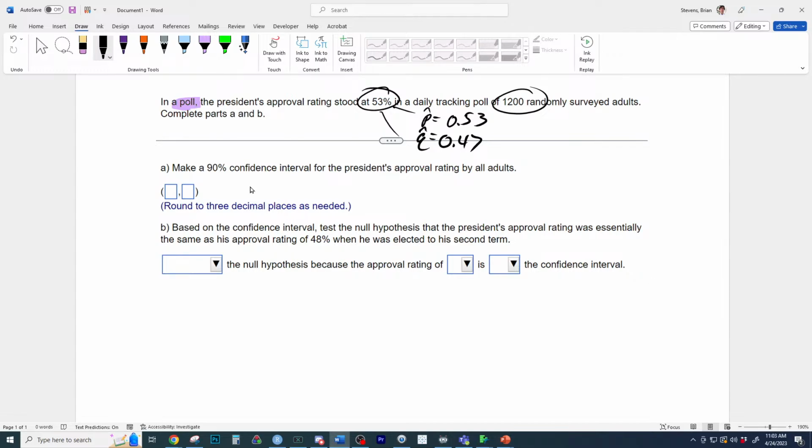P-hat and q-hat are complements of each other. This is a question of, do you approve of someone? So it's a yes, no question. So it's categorical data, random, 10%, and success failure conditions apply. Z-score is going to be equal to 1.645. That's the Z-score for a 90% confidence roll.